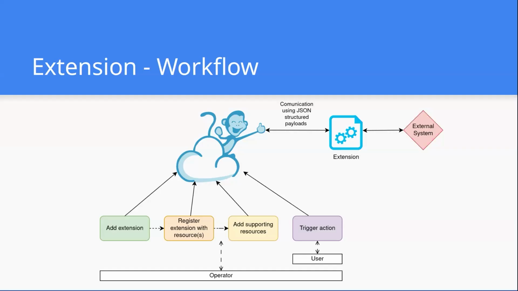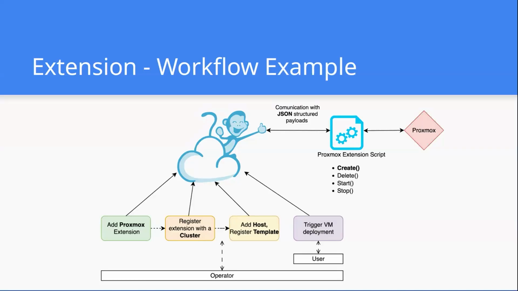time. And an example of such workflow would be, first you add the Proxmox extension. Now 4.21 comes built in with it. Then you register the extension with a cluster, a CloudStack cluster. Then you add a host that is a Proxmox server somewhere to that cluster, and then you register a template, for example. We need to work with templates or an ISO. Then the user can trigger a VM deployment.